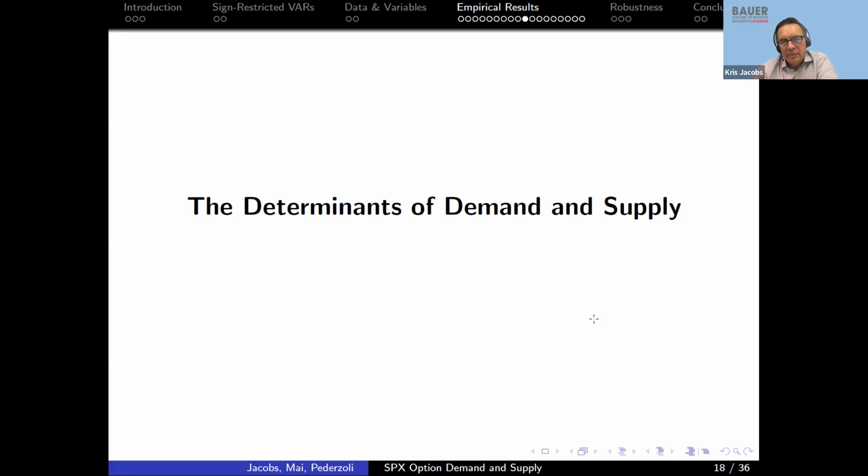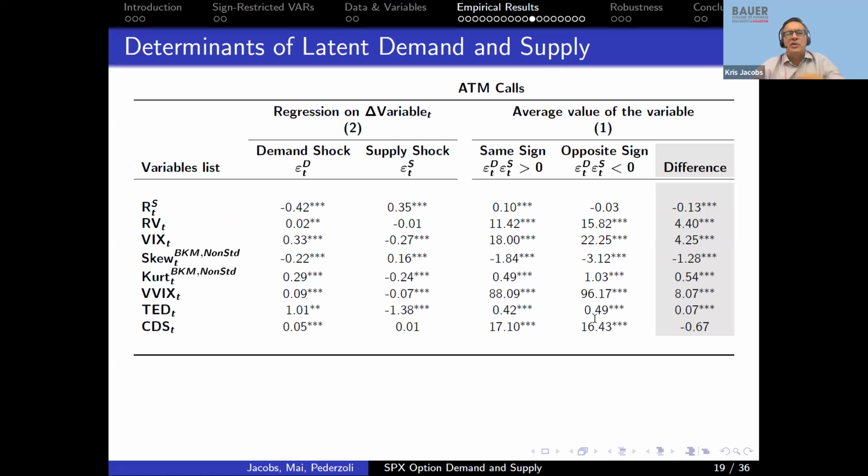So the first thing that we do is we look at the determinants of demand and supply. What does that mean? Well, once I have my time series of demand and supply, now I can regress it on anything that I think might shift demand and supply. I don't have time, I should say, to talk about individual variables, but think about all of these variables as follows. What do we have here? This is the index return. This is realized variance. This is the VIX. This is the skew, kurtosis. This is the VVIX, so kind of like a fourth moment also. This is the TED spread, and this is the CDS spread. So just to summarize, right?